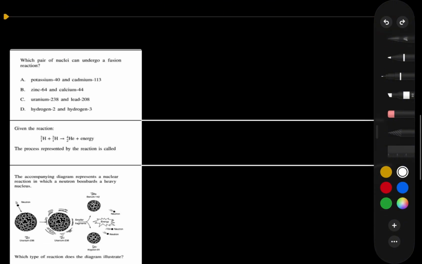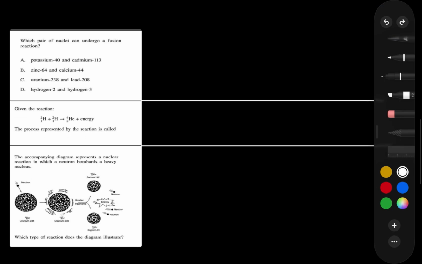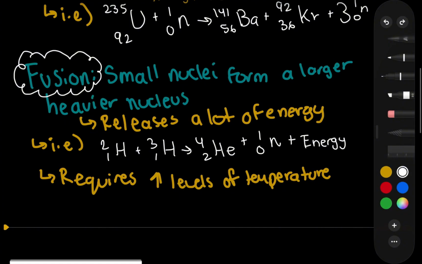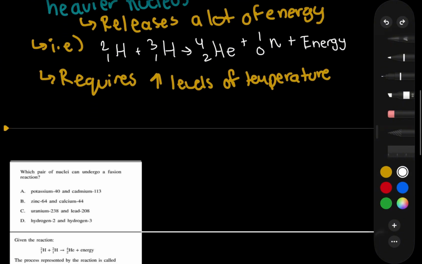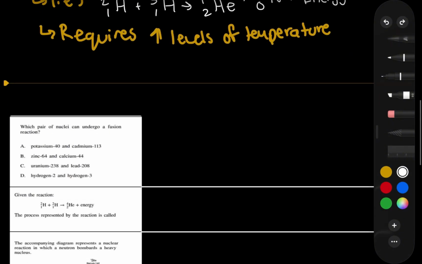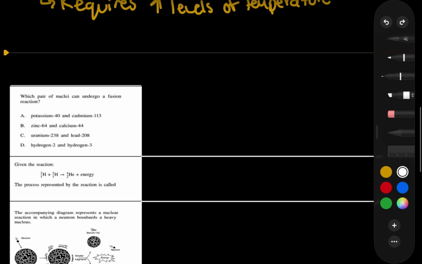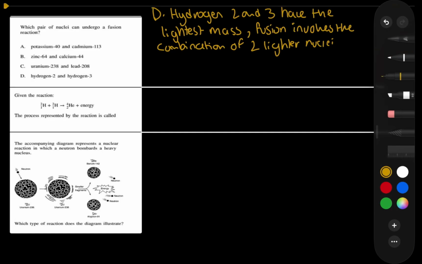Now, here are some practice problems. So the first one is asking which pair of nuclei can undergo a fusion reaction. So fusion begins with smaller nuclei. So that means that they have a smaller mass and it's going to be converted into energy. So when we're looking at these, the pair of nuclei that have the smallest mass would be D, hydrogen 2 and hydrogen 3. Because again, fusion involves a combination of two lighter nuclei, and hydrogen 2 and 3 have the lightest mass.